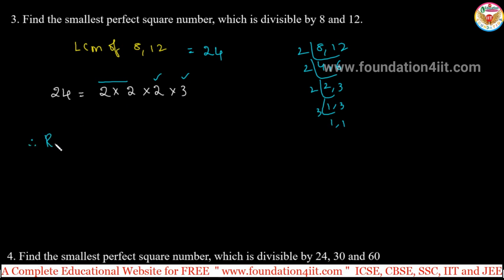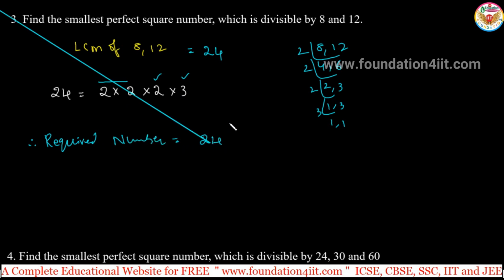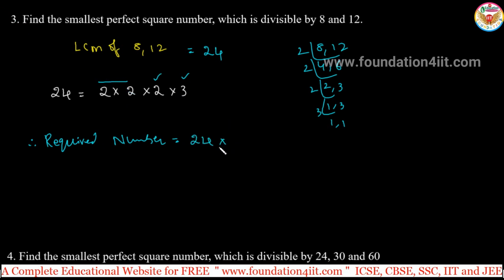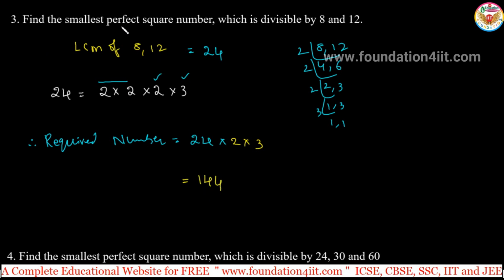So the required number is, for this 24, we need to multiply 2 into 3. That is the required number. So 24 into 6, 24 into 6 is 144. 144 is the required number. So 144 is the smallest perfect square number which is divisible by 8 and 12. So 144 is divisible by 8, 144 is divisible by 12 perfectly. That is a perfect square number.